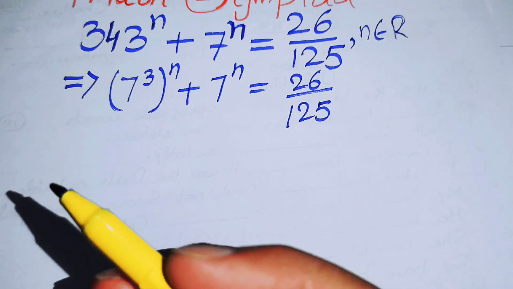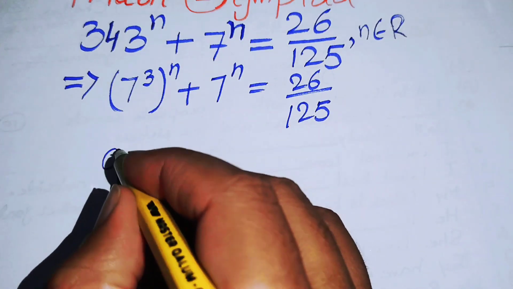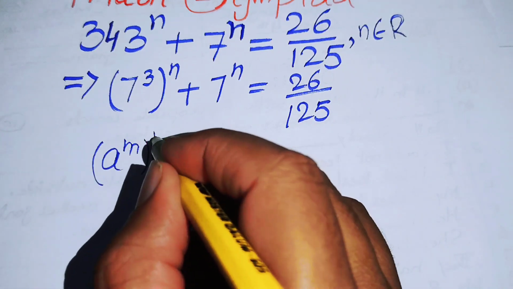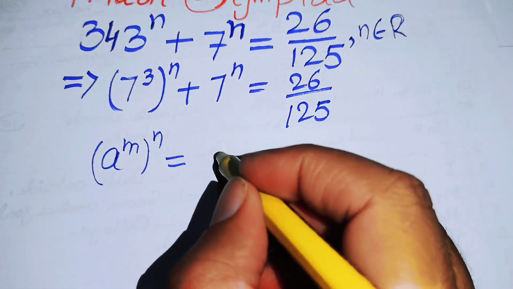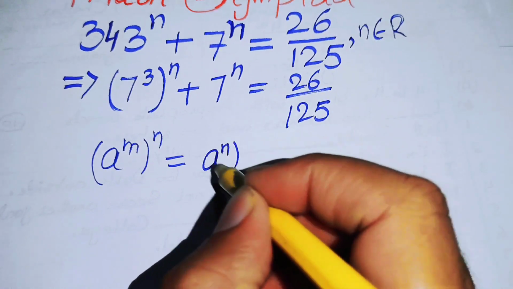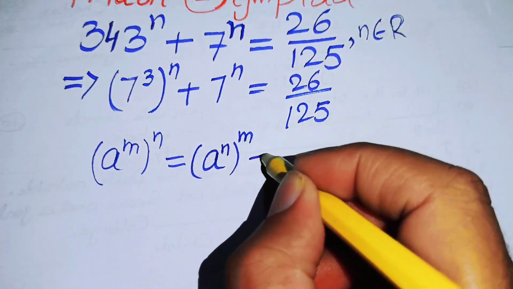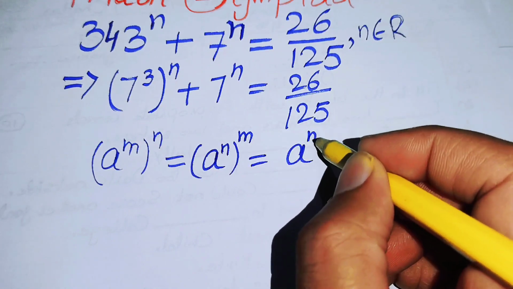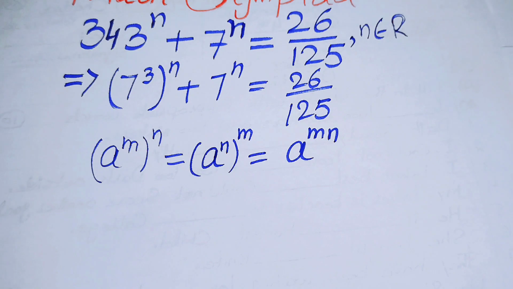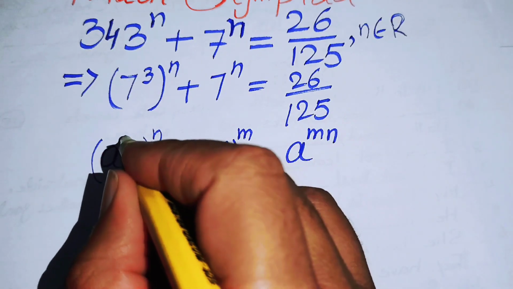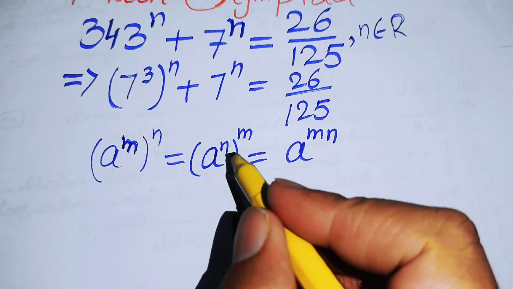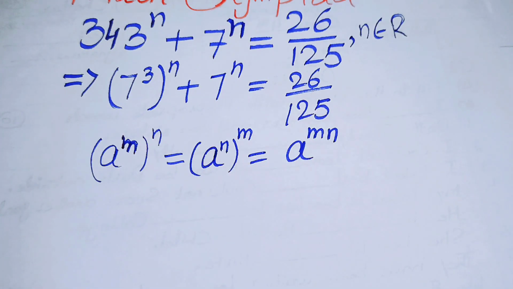So now in the next step we will change these exponents, and we can use the nice exponential law. You know about this law: if we have a to the power of m and its whole power n, it is equal to a to the power of n and its whole power m, and it is equal to a to the power of m times n. So we will use this law to interchange these two exponents, and it cannot affect our final answer.